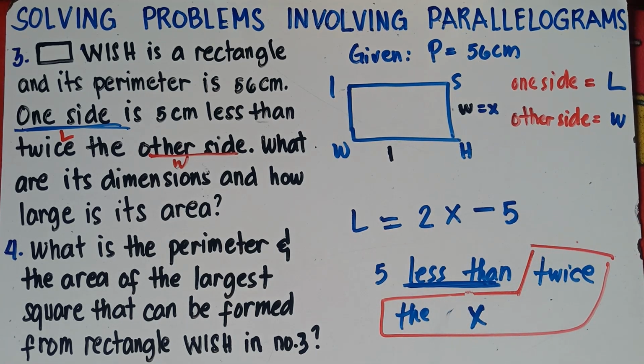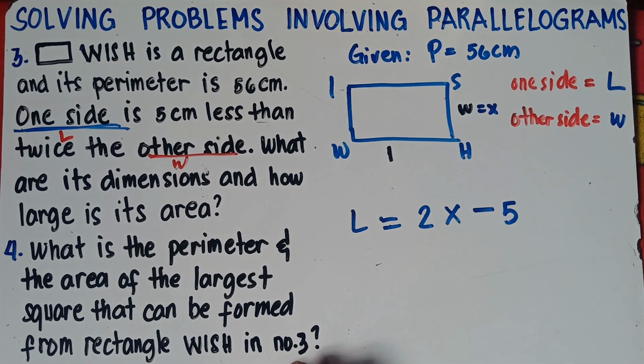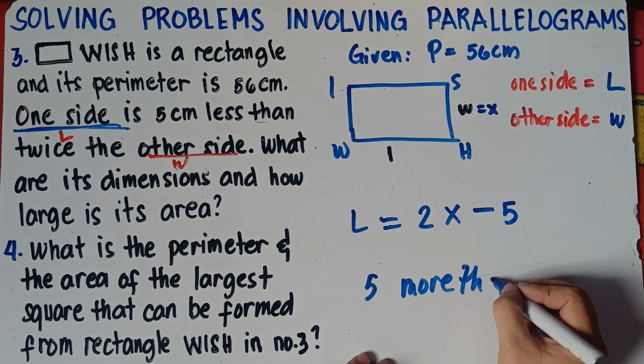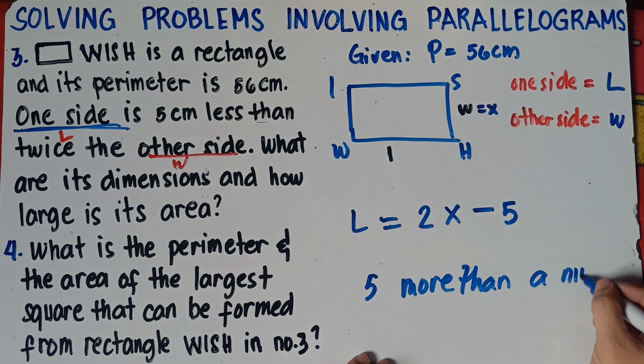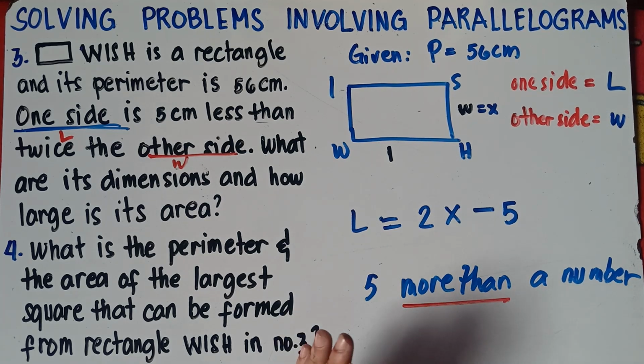If you have less than, more than, you do it in reverse, class. So let's give another example for you to understand this one. If you have 5 more than a number, if you have more than, it means you do it in reverse. So this a number comes first.